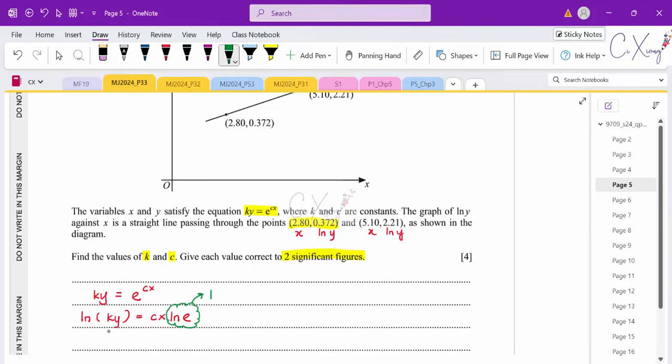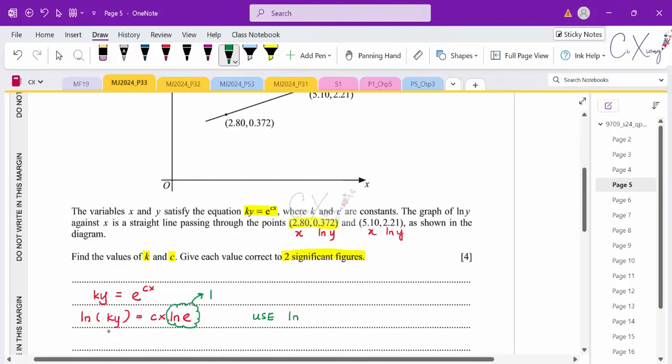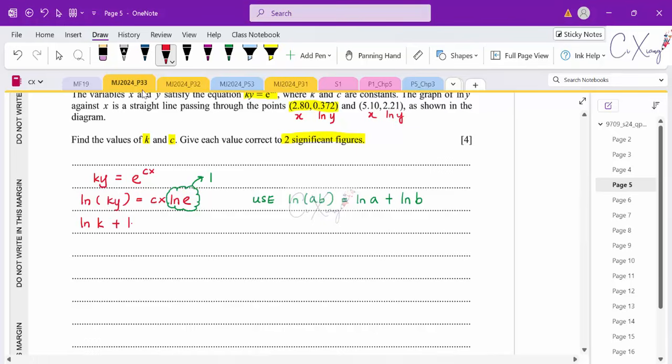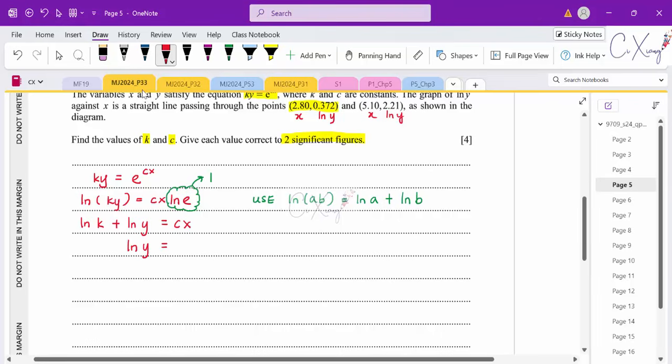For ln ky, I'm going to use the property of ln that we learned earlier: ln a multiplied with b, I can make it become ln a plus ln b. And I want to apply it in this part on the left-hand side. Okay, so I get ln k plus ln y equals cx. Then ln y, the y-axis, equals cx minus ln k.